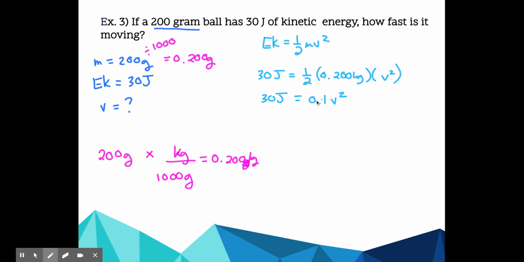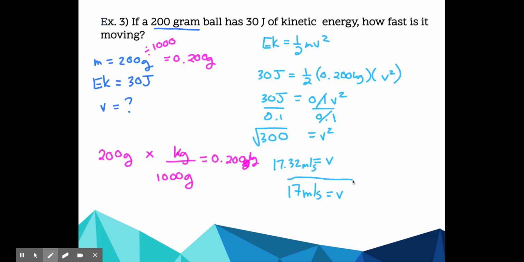If I need to get rid of a multiply, I divide. And I'm left with v squared. And 300 divided by 0.1 should give me 3000. Okay. But this is not my answer because this is v squared. I actually have to take the square root of it to get v, which gives me 17.32 meters per second. I get 2 sig digs, so 17 meters per second is my velocity of that ball.